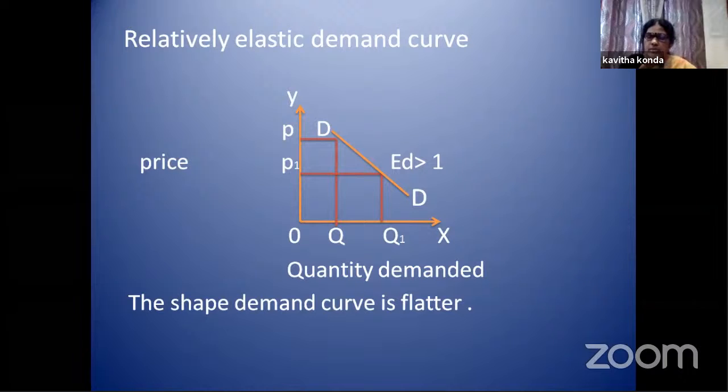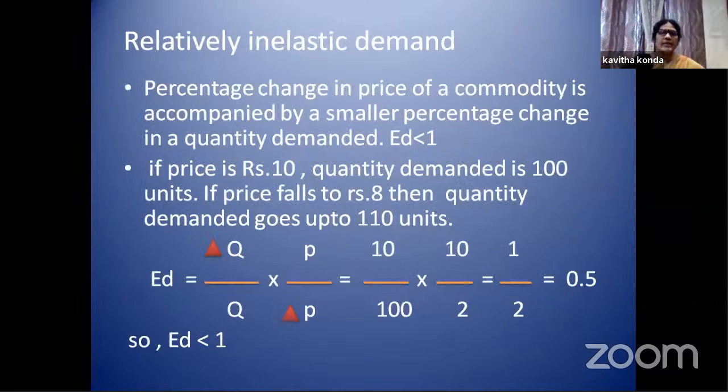So the change between the two variables is greater. A little change in price brings a greater change in quantity demanded. That's why the elasticity of demand here is more than 1 in this case. And the next one is relatively inelastic demand. Here, inelastic means a percentage change in the price of a commodity gives a smaller percentage change in quantity demanded.